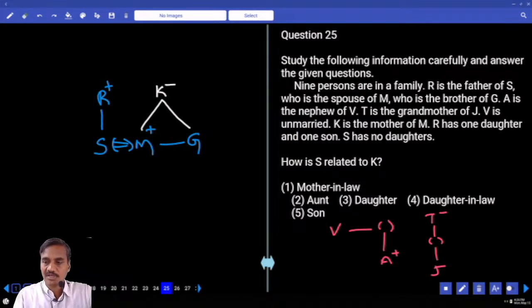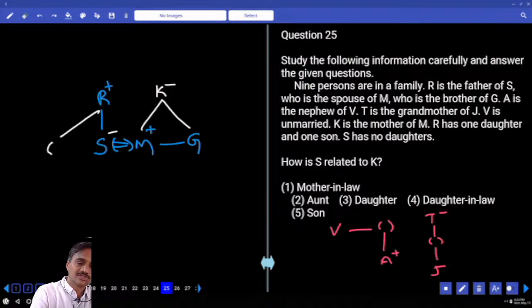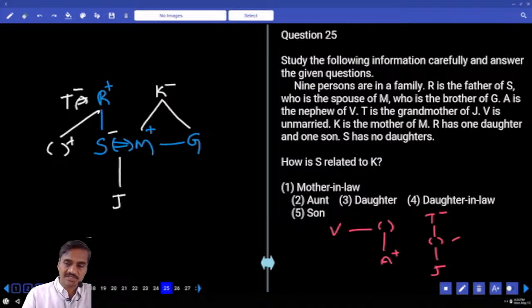Then next one, R has one daughter and one son. S is the daughter and there is one son as well. S has no daughters. Then we have one more piece of information. T is the grandmother of J. As T is the grandmother of J, J will be here, and S has no daughters, so J is a male.